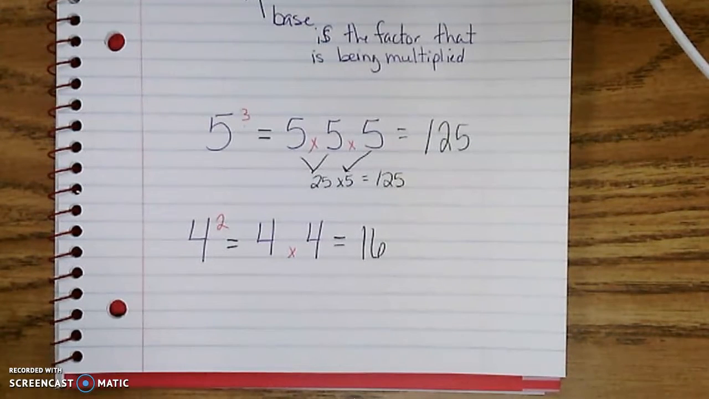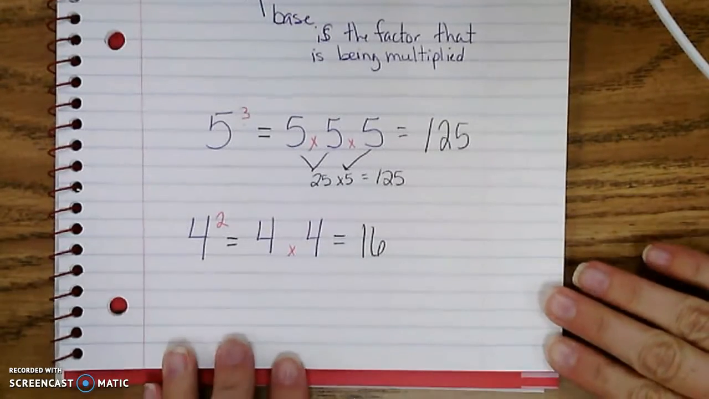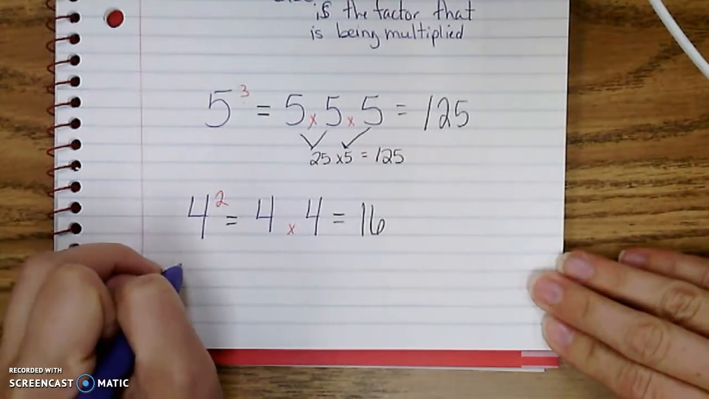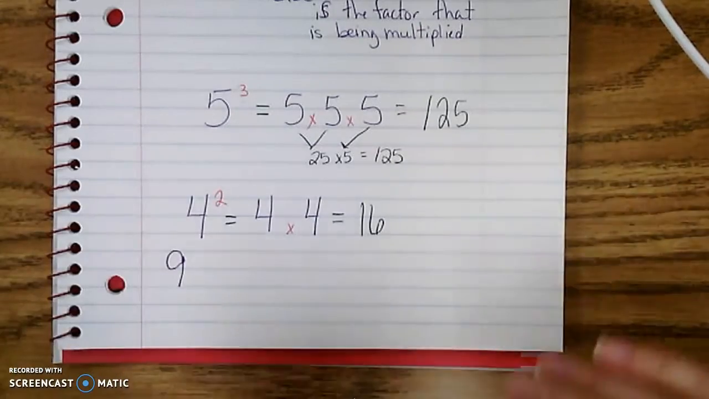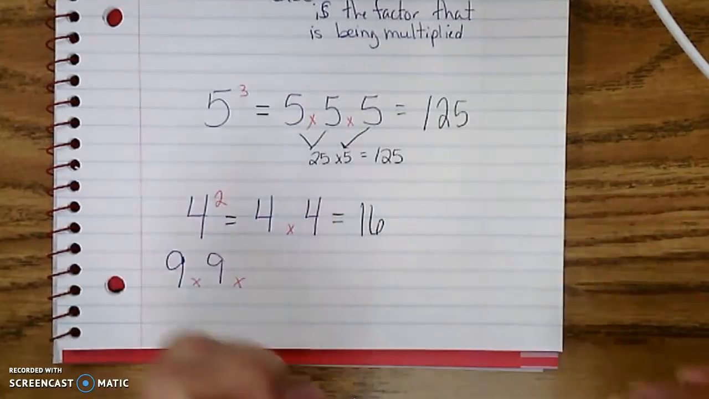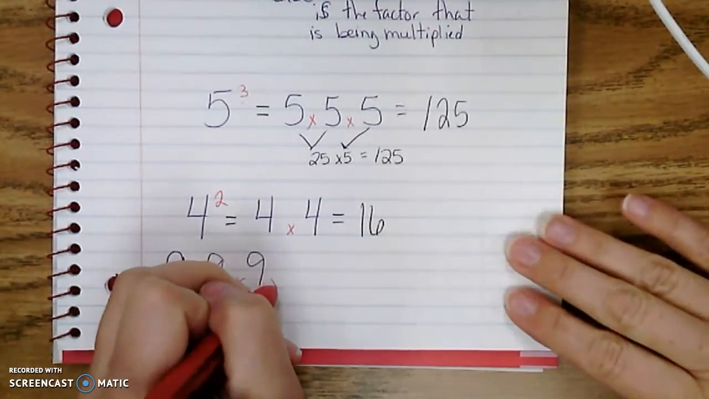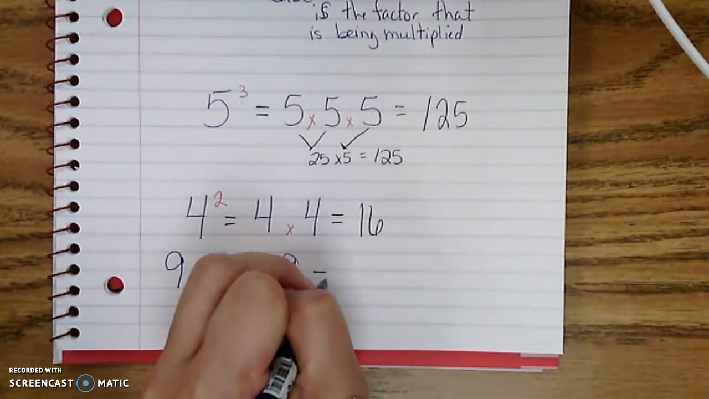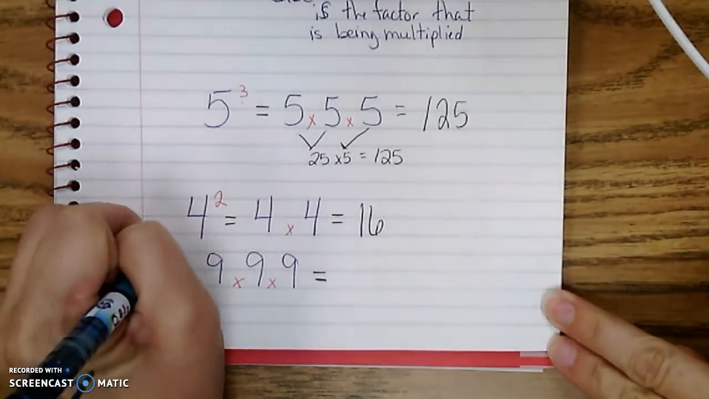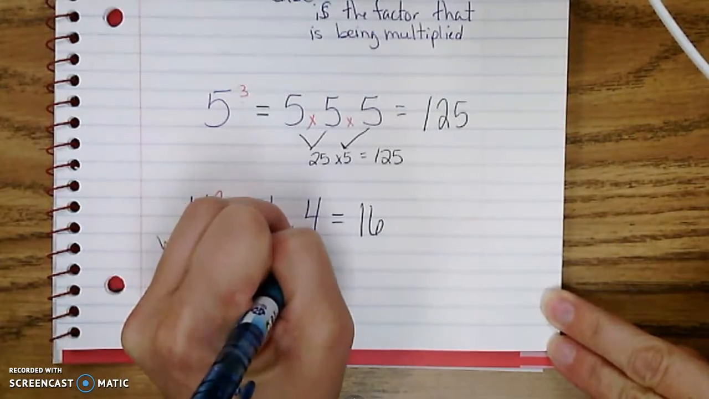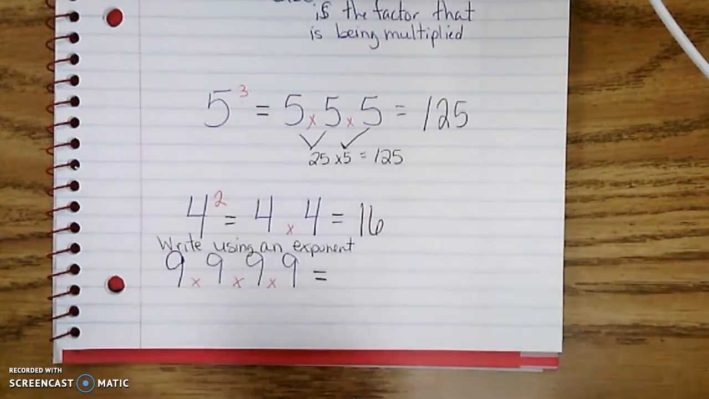Let's do another one. Let's try it in the opposite way, actually. Let's say I gave you the problem 9 times 9 times 9 times 9, and I asked you to write it using an exponent. So the directions would be write using an exponent. That would be the directions you would get for this problem.